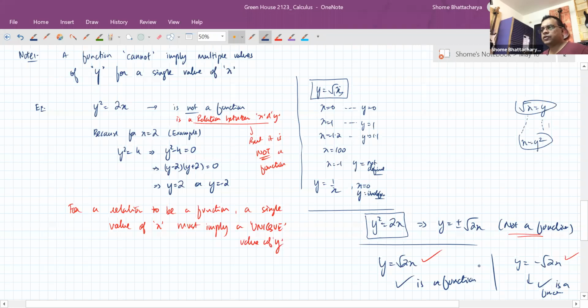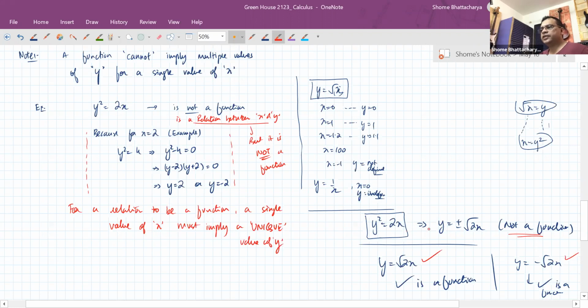Yes, sir. If I take the value of x as 2, for example, y's value can be plus or minus of 2, because y square is 4. Got the point now? Yes, sir. So this is the same thing now, which I've done over here. I've shown you in this calculation the exact reason why this is not a function.